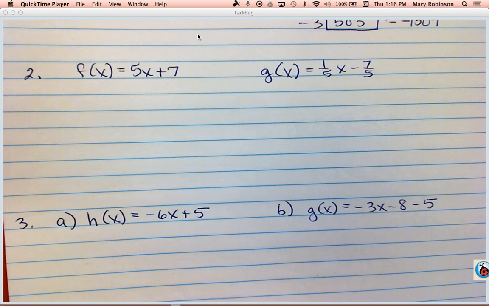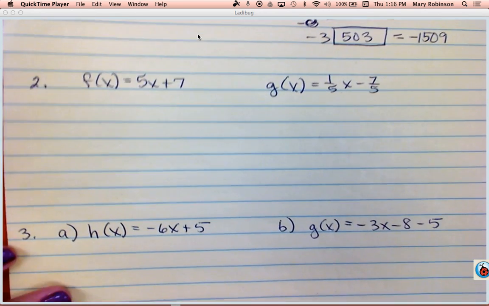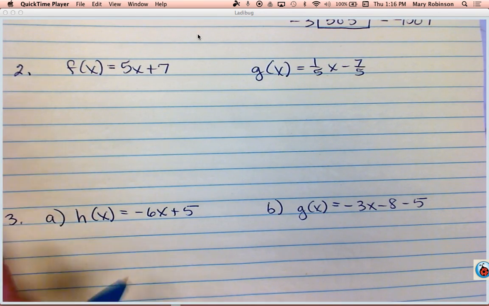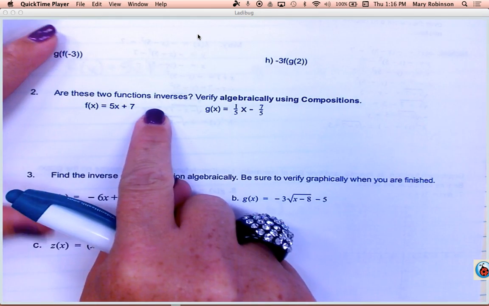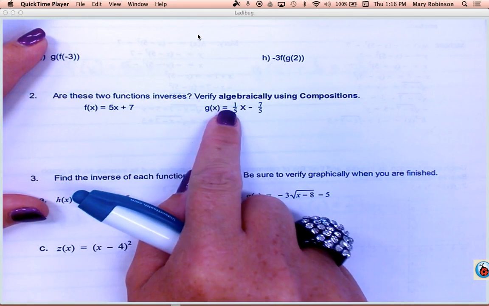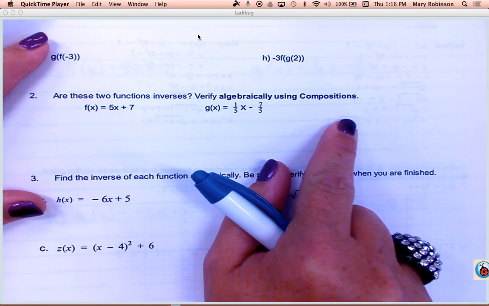In this video, I'll be covering problems 2, 3, 4, and 5 for Unit Test 2 review on function operations, composition, and inverse functions. So for problem 2, you are asked to determine if these two functions are inverses, and I ask you to verify algebraically using compositions.